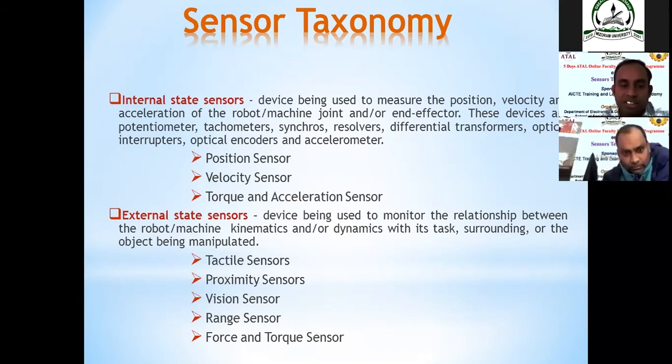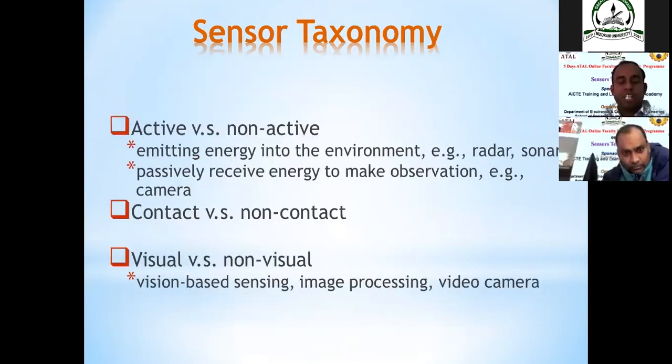So with that relation, the machine will change its kinematics or torque according to its surroundings. It will map the surroundings, use the information from the sensors, and change its motion. Those sensors are the tactile sensor, proximity sensor, vision sensor, or maybe the force or torque sensor. These sensors are very much required.